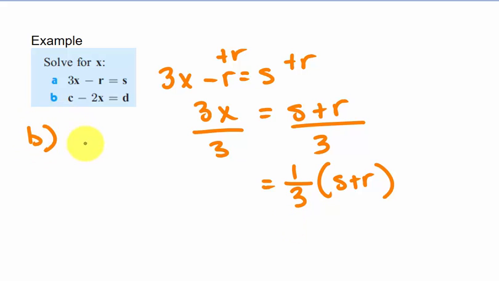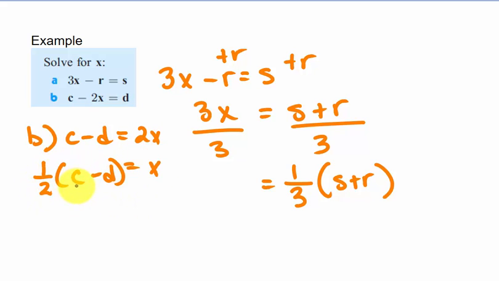For b, I'm going to get x by itself. I'm going to do c minus d is equal to 2x, and x is 1/2 of c minus d. Because c and d are vectors, we're really going to subtract them and then take half of that overall magnitude.